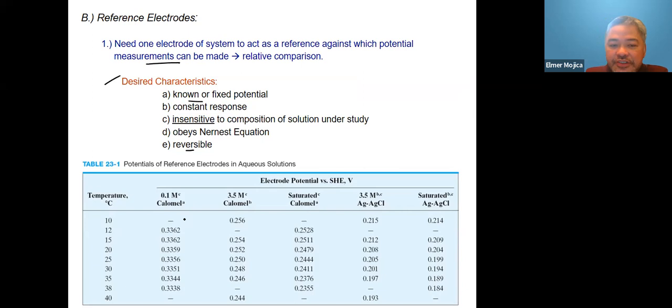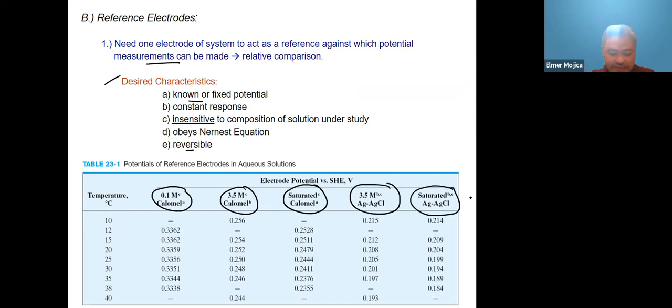Now, if you're going to look at some of the reference electrodes, okay, so you have here the calomel electrode, the saturated calomel electrode, the silver-silver chloride electrode, and the saturated silver-silver chloride. And if you're going to look at it, some of them have a constant response, and some of them are changing, but not too much.